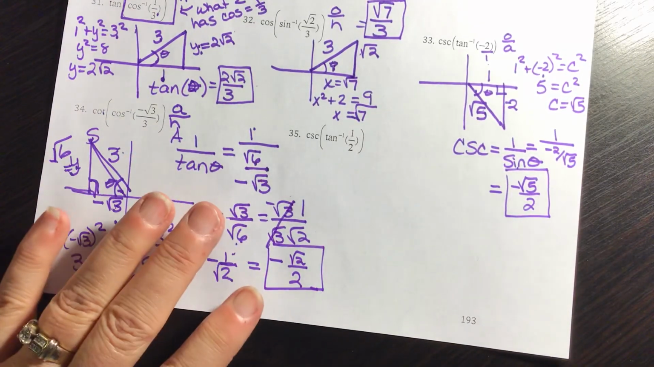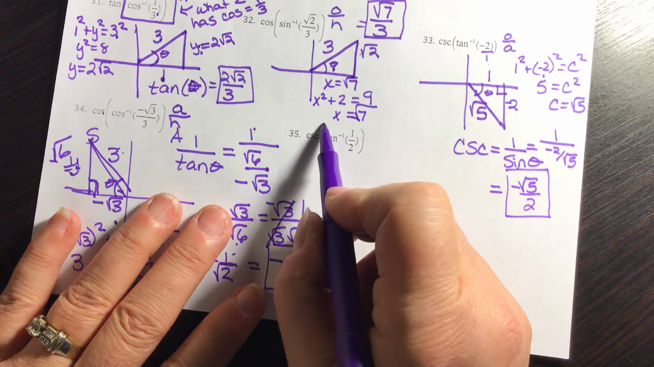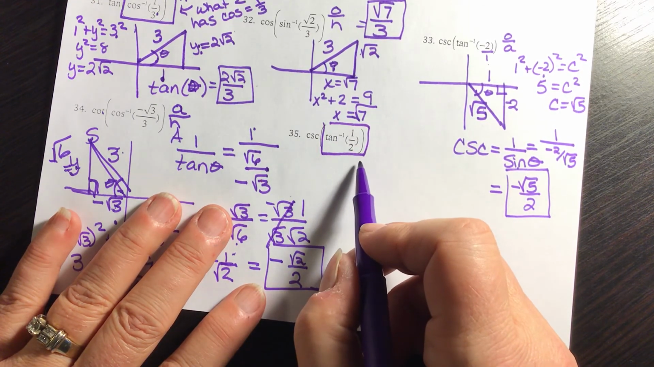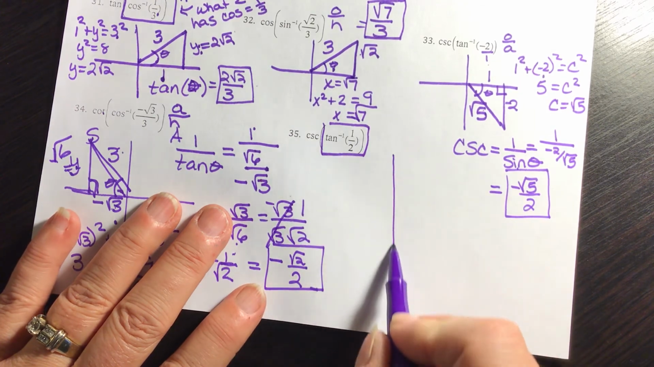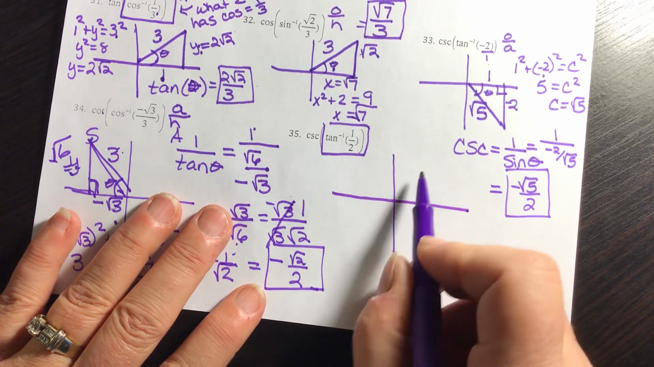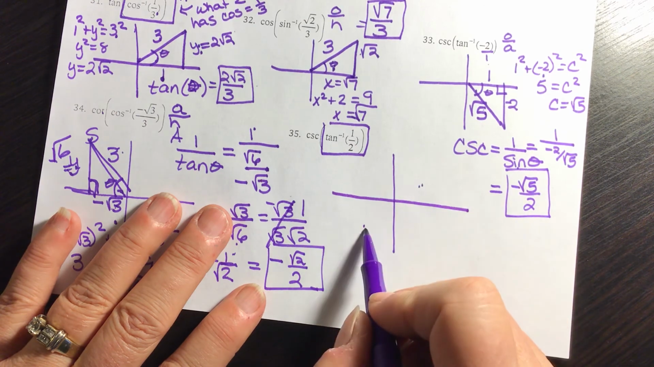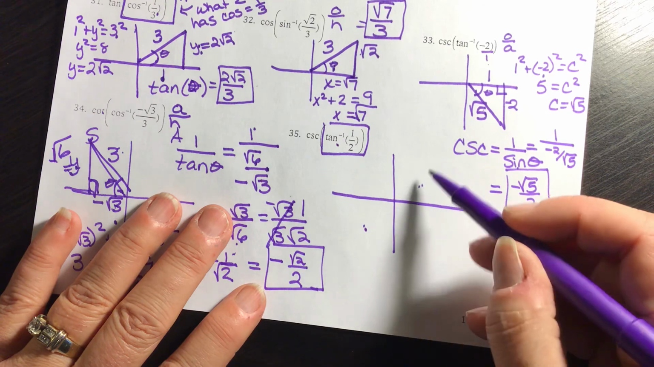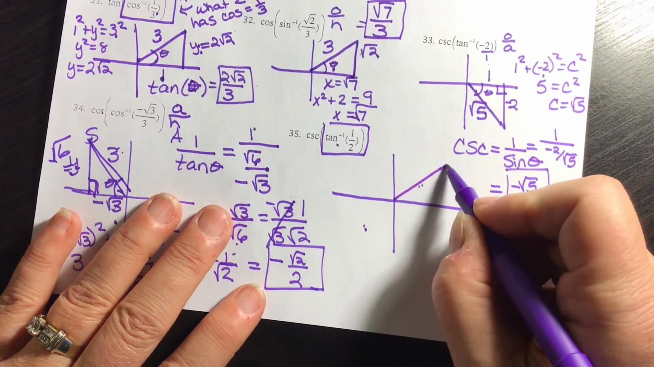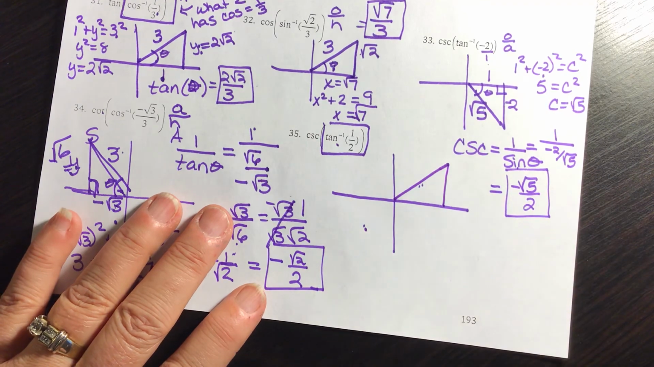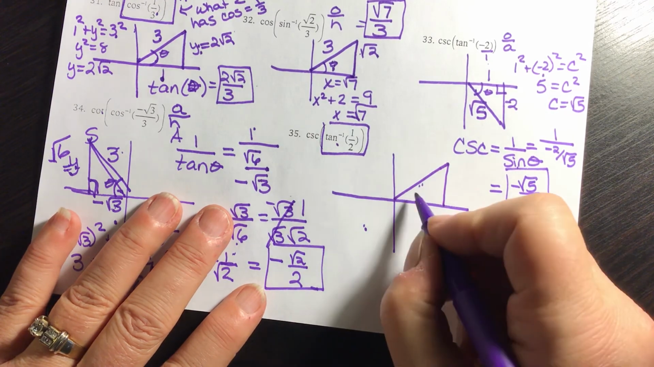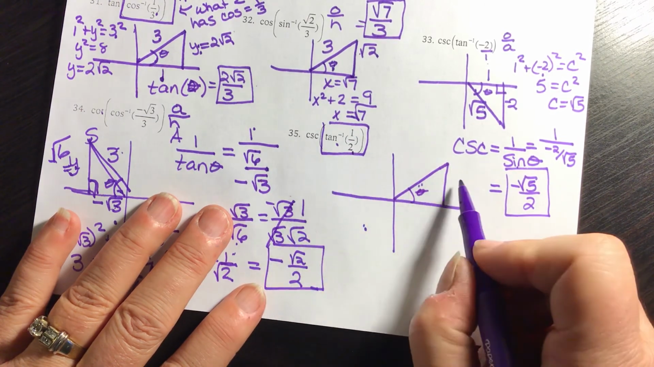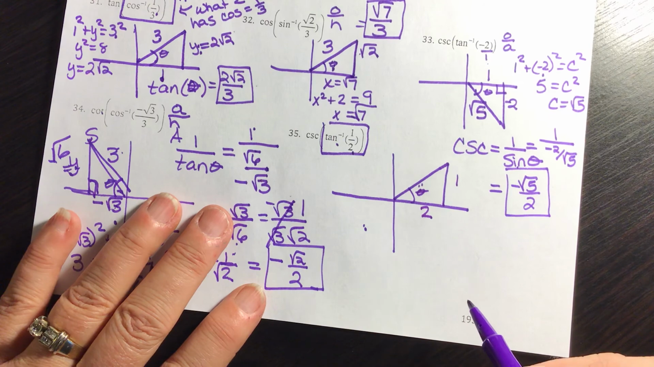And number 35. Tangent of my angle is 1/2. So tangent is positive in quadrants 1 and 3, but because I'm working with inverse tangent, I can only work in quadrants 1 and 4. So I have to have a positive angle in quadrant 1. There's my angle, opposite over adjacent. So this is 1, this is 2.